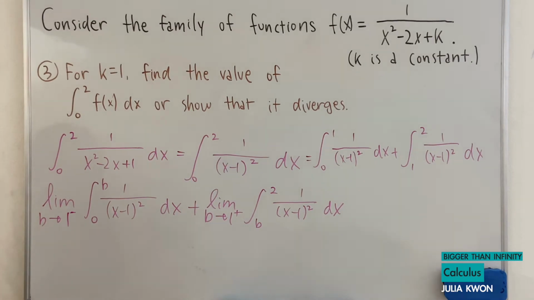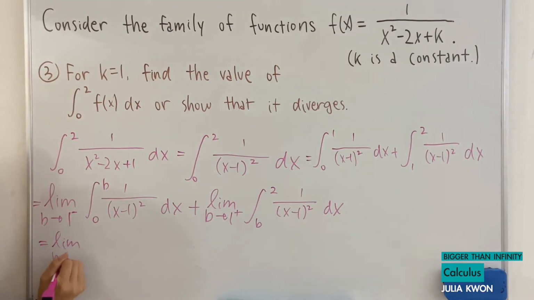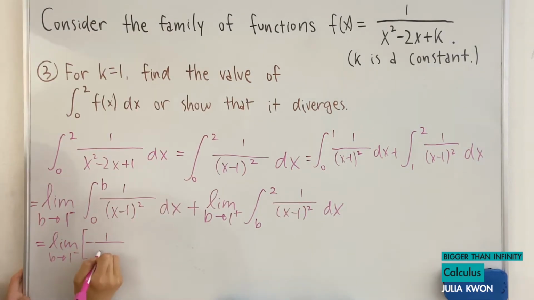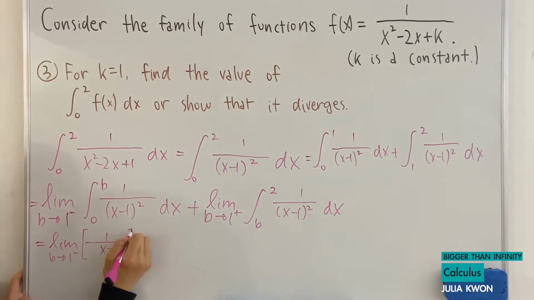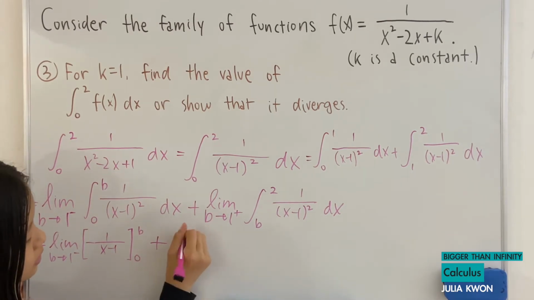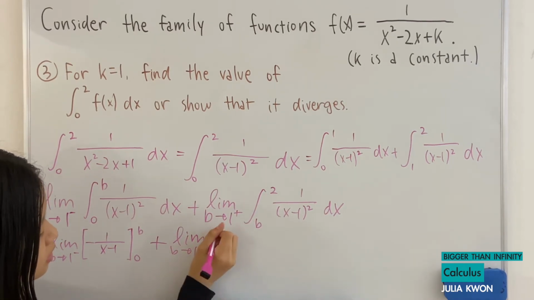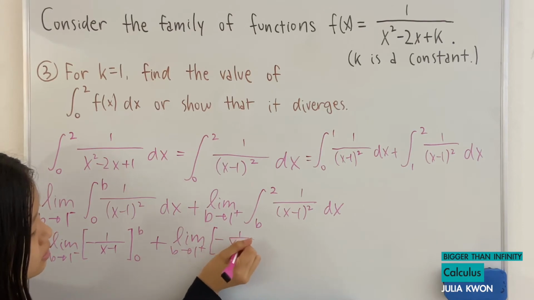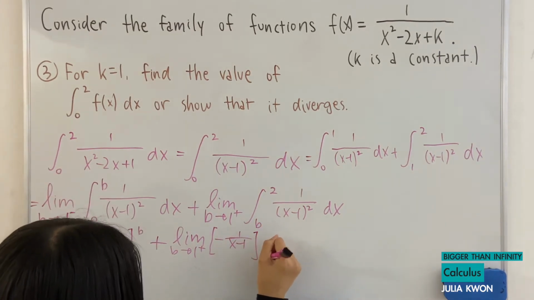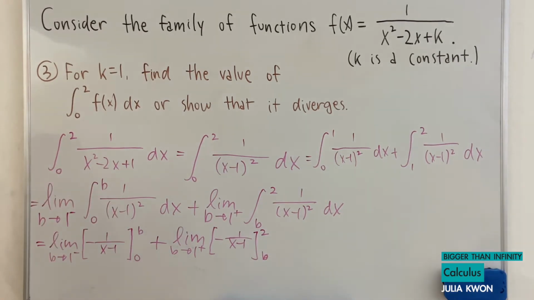And so now let's take the integral of 1 divided by (x minus 1) squared. If we take the integral, we have the limit as b approaches 1 from the negative side of negative 1 over x minus 1 from 0 to b, added to the limit as b approaches 1 from the positive side of negative 1 over x minus 1 from b to 2. Okay, now we can put in our x values.